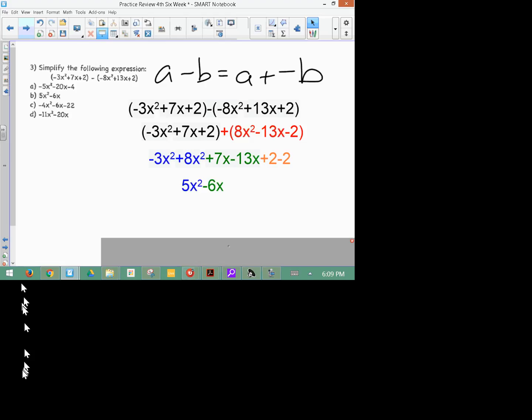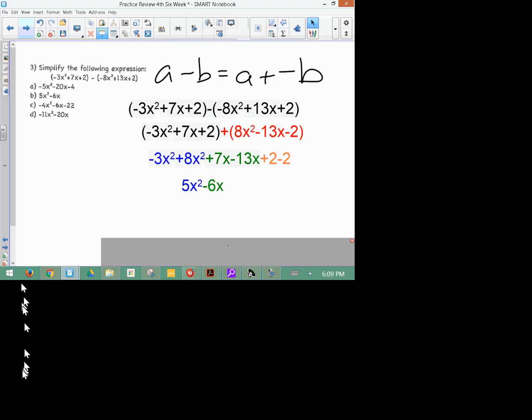And I got a 2 minus 2, and those are going to really cancel out. So if I combine my like terms, negative 3x squared plus 8x squared is 5x squared. Then I got 7x minus 13x is negative 6x. And 2 minus 2 is 0, so I won't even write that.